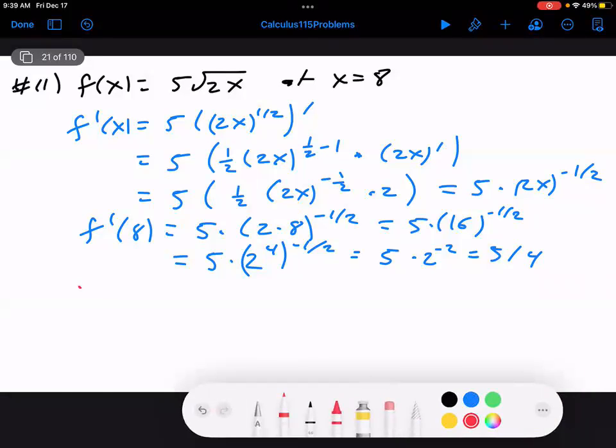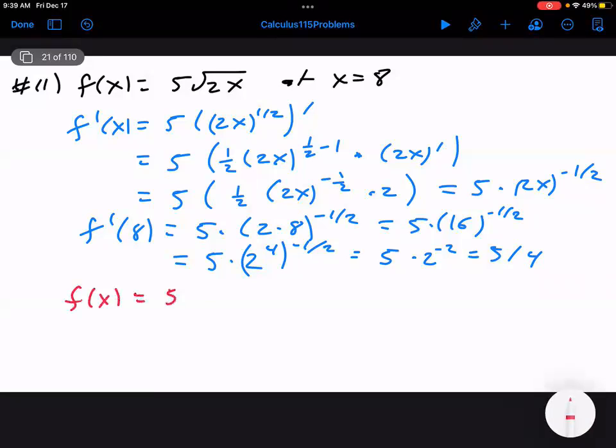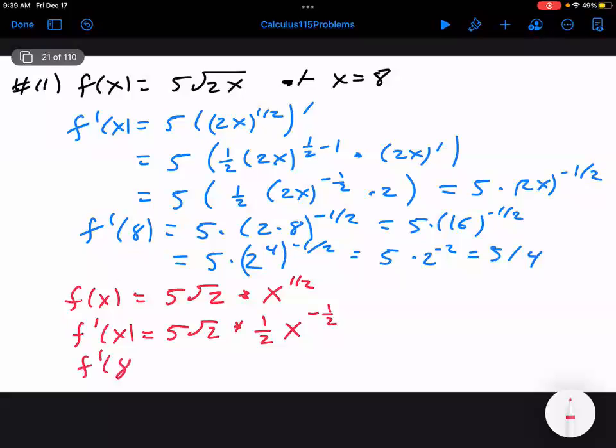Another way to do this problem is to say f of x is just 5 square root of 2 times x^(1/2), and just put all the constants together. And now if we do that, we get f prime of x is 5 root 2 times, now we do x^(1/2), its derivative is going to be 1/2 x^(-1/2). So f prime of 8 is 5 root 2 times 1/2 times 8^(-1/2).